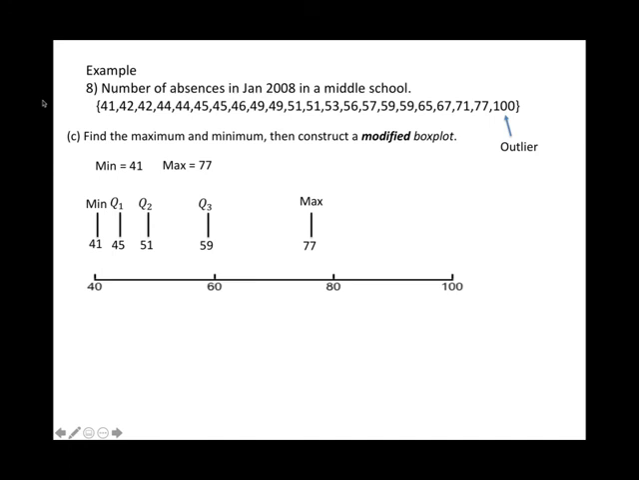Then I'm going to use Q1, Q2, and Q3 to construct a rectangular box, and then use lines to join the five-number summary together. We are not done yet. We do have the outlier 100, and I will use a star to represent it. So this is your outlier, and this is my modified boxplot.